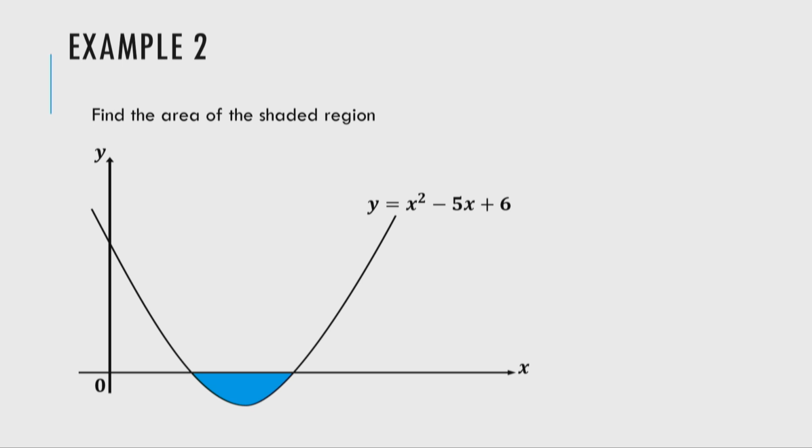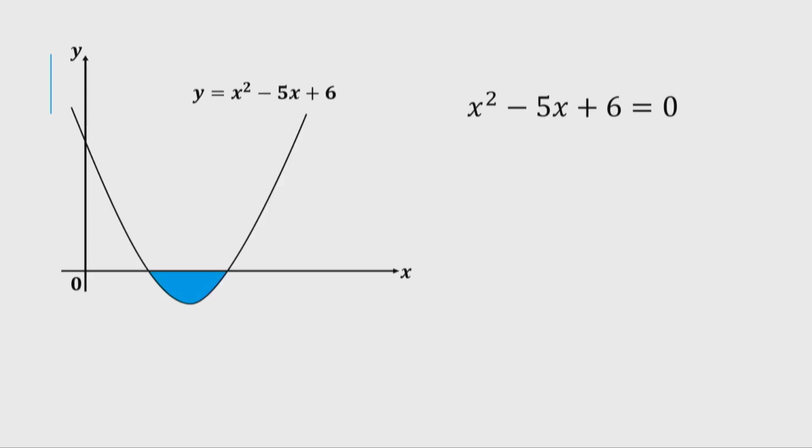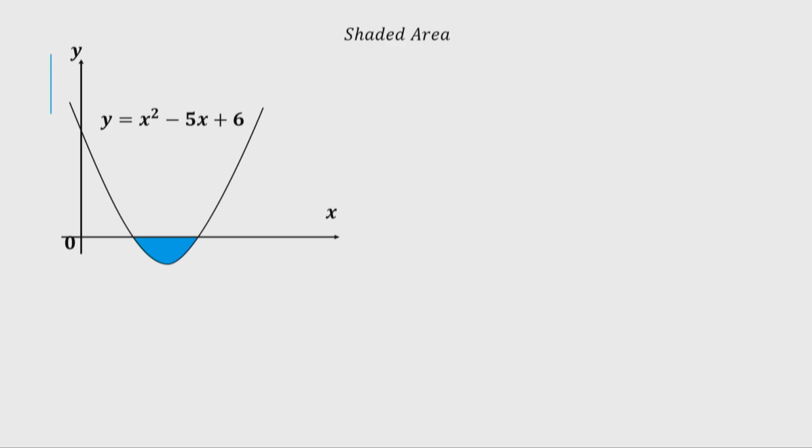Let's apply this rule to example 2. Find the area of the shaded region. First, we calculate where the curve crosses the x-axis. Factorizing x^2 minus 5x plus 6 equals 0, we get (x minus 2)(x minus 3) equals 0. x is equal to 2 and 3. Now the shaded area will be the modulus of the integral of x^2 minus 5x plus 6 with respect to x between the limits 2 and 3.